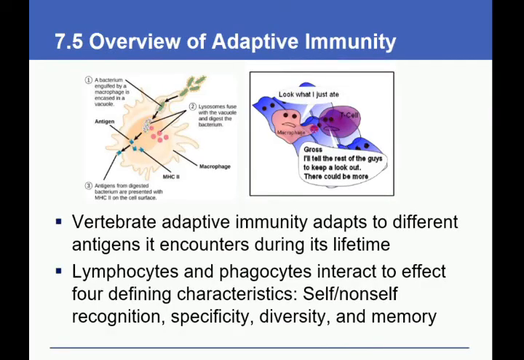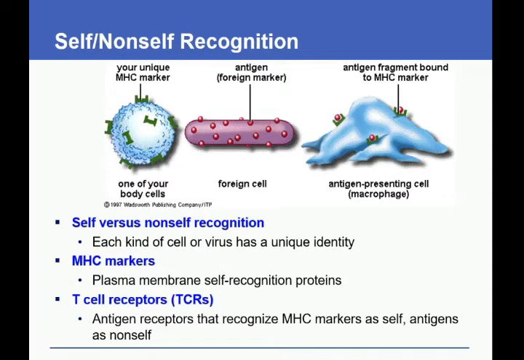Overview of adaptive immunity. Vertebrate adaptive immunity adapts to different antigens it encounters during its lifetime. Lymphocytes and phagocytes interact to affect 4 defining characteristics: self versus non-self recognition, specificity, diversity, and memory. Self and non-self recognition.